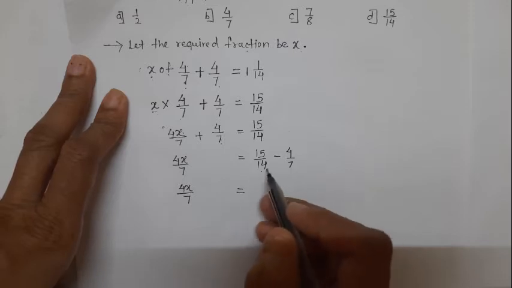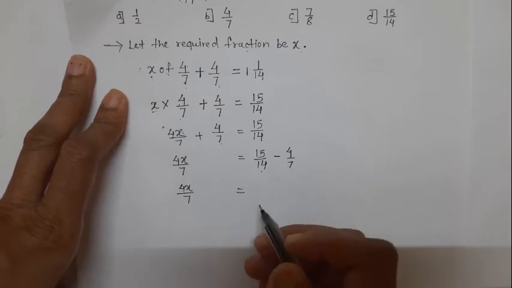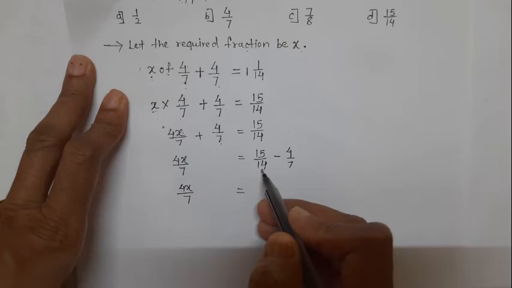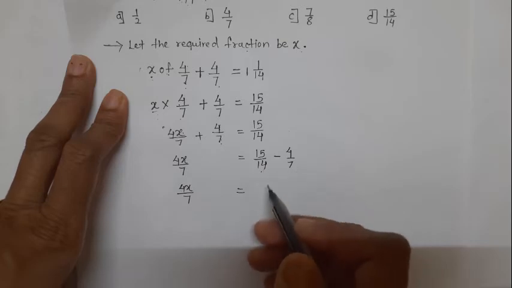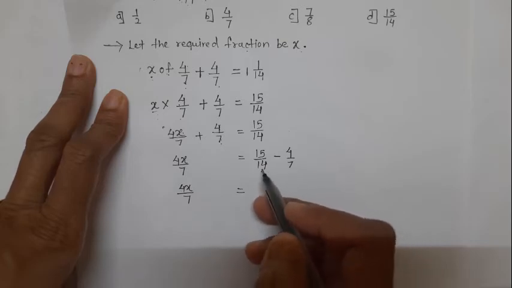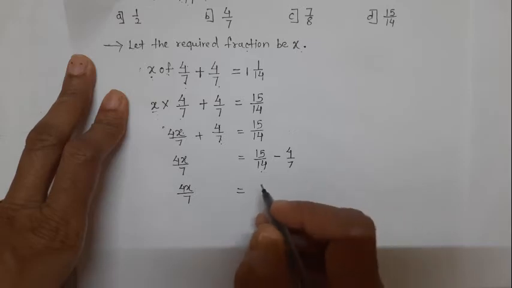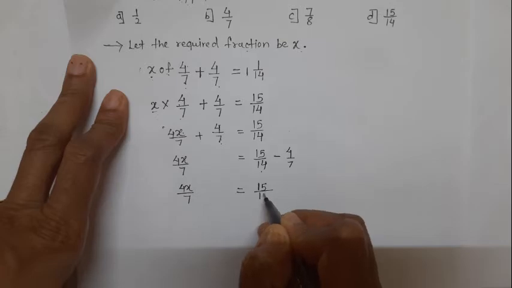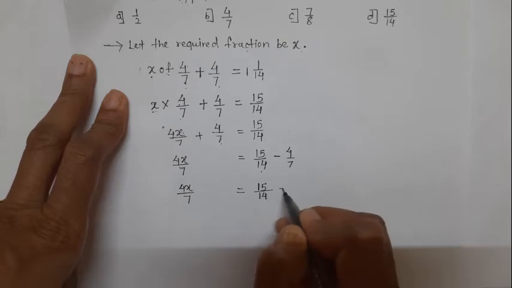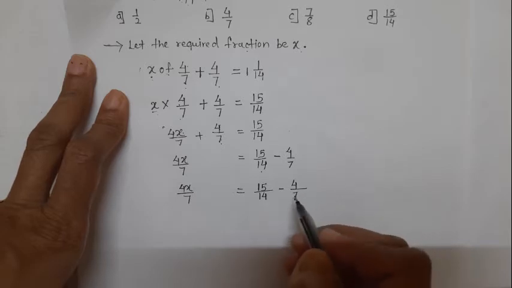So we need to make them the same. How to make them the same? By finding the LCM. So what is the LCM of 14 and 7? The LCM of 14 and 7 is 14, because 14 is there in the 7 table: 7 2s are 14. So make the denominator 14. Here 14 is already there. So write minus 4 upon 7; this fraction write as it is.